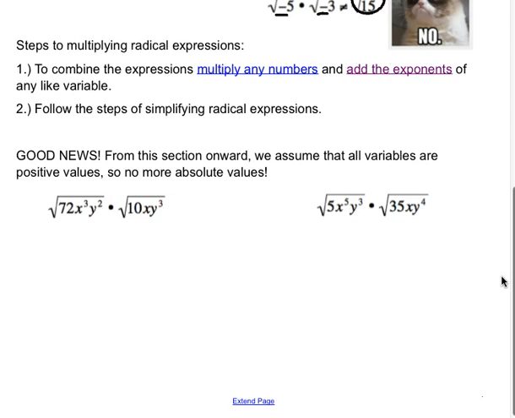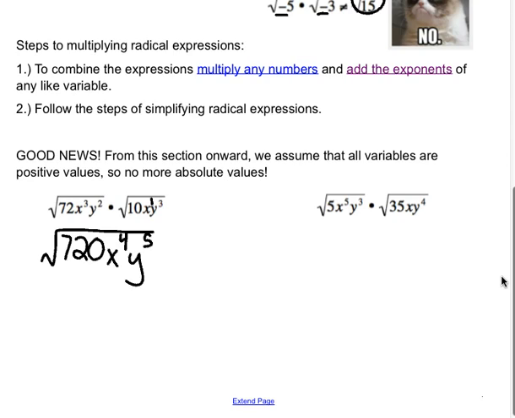So let's take a look at this first example. So again, I need to multiply the numbers together. So here, 72 times 10 is 720. X cubed times x to the first, again, add exponents. So that gives me an x to the 4. X squared times x cubed, add exponents, 2 plus 3 gives me a 5. All right, so now that we have that, now let's start actually working to solve this and simplify it.